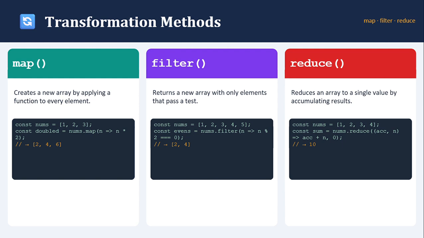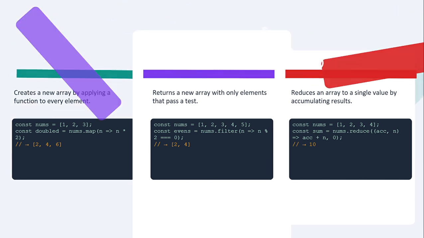Then let's go to reduce. Reduce returns a single value by accumulating the result. For example, you want to see the summation, or evaluate the average of all the marks. Here, reduce will help you by creating the sum, then you divide by the number of marks. So let's go to the next category.